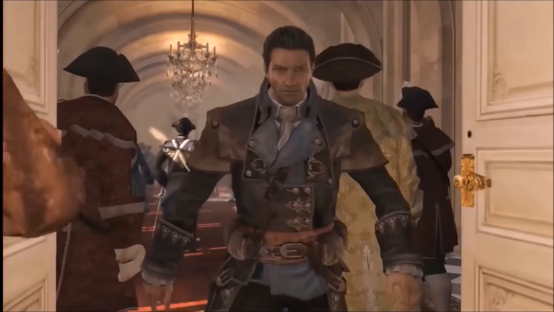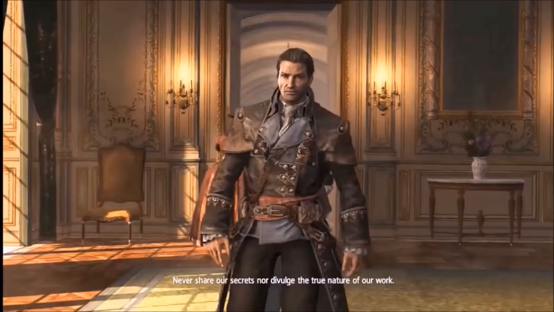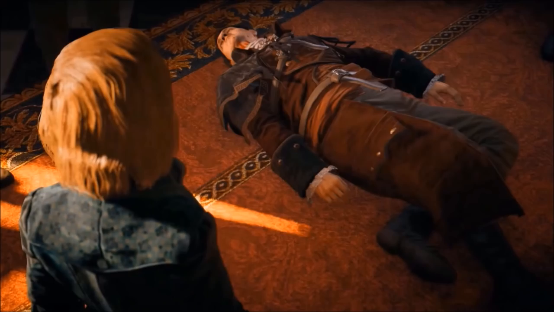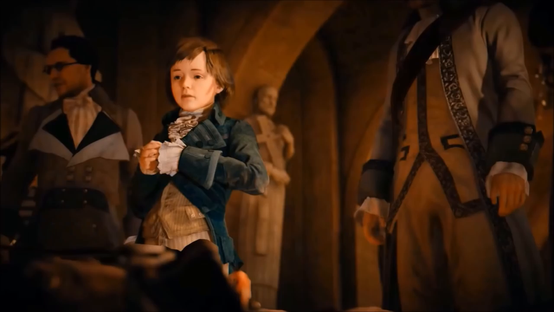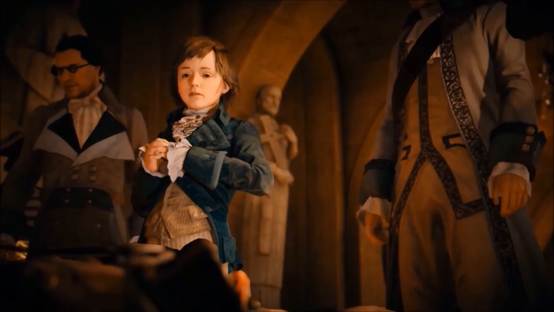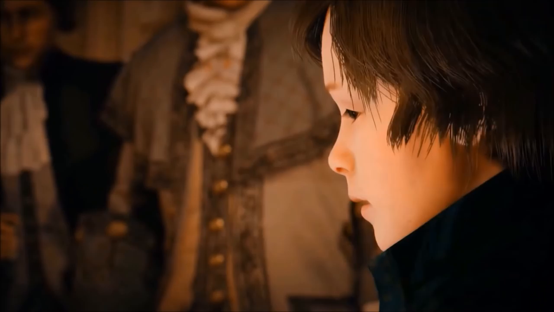Shea left to meet with his Templar associates as they plotted to plant the seeds of revolution in France. But Charles Dorian's death left behind his grieving son, now alone and afraid. The young boy, Arno Dorian, would eventually play an important role in the Assassin Order years later.